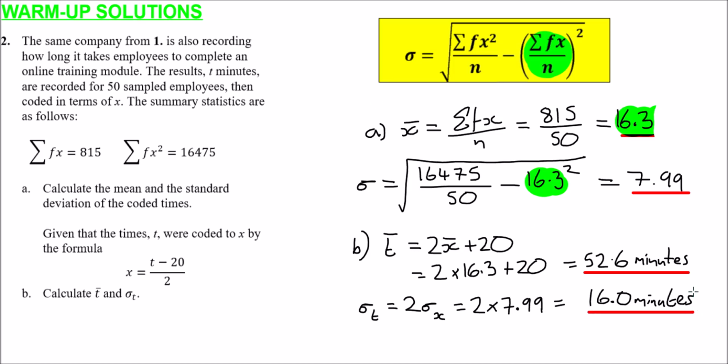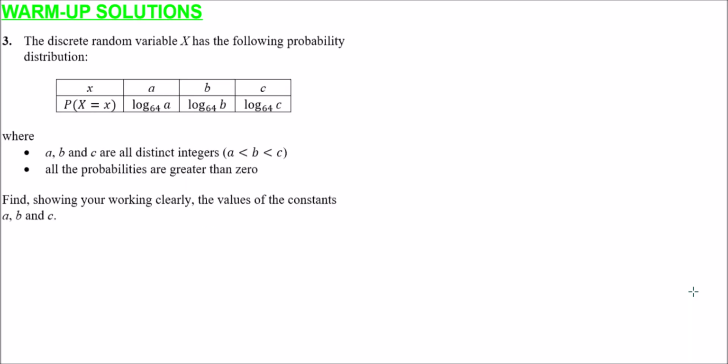For question number 3 of the warm-up, we've got this discrete random variable big X with the following probability distribution. So X could be either A, B or C, and the probability of the distribution taking any one of these particular values is as follows. It's log base 64 of A for it to be A. The chance of it being B is log base 64 of B. The chance of the distribution taking the value C is log base 64 of C. Where A, B and C are all distinct integers, in other words different integers, all whole numbers, the probabilities are all greater than 0. Show your working clearly, find the values of A, B and C.